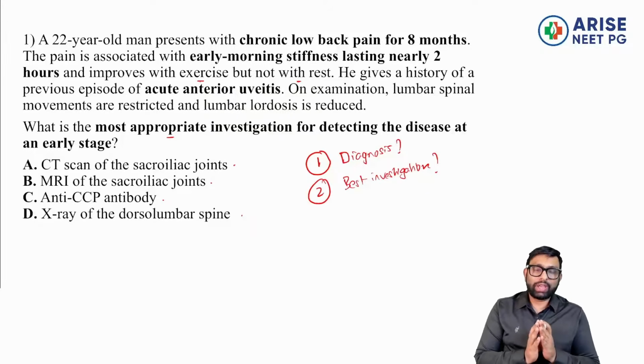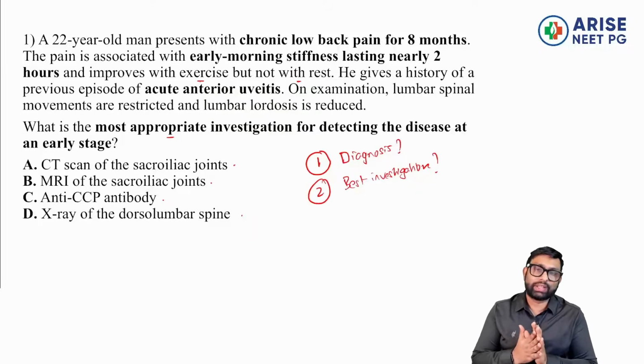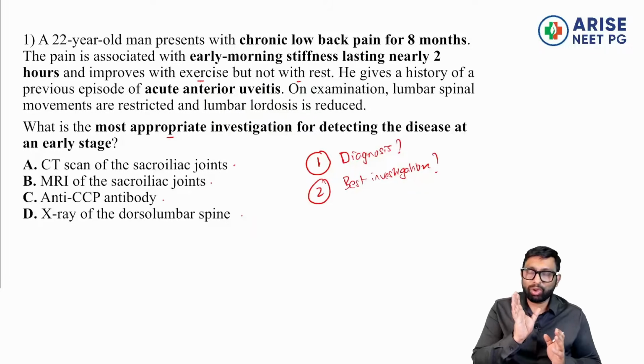Right. So what do we have here? In our question, we have a young man who has chronic low back pain for 8 months. He has early morning stiffness lasting 2 hours, and they've given this paragraph that it improves with exercise but not with rest. And there is history of acute anterior uveitis, lumbar spine movements are restricted, and lumbar lordosis is reduced. So this patient has symptoms in the back, axial skeleton involvement is there. Along with that, they've told you this paragraph that it lasts for 2 hours, improves with exercises but not with rest. That is a classical feature of inflammatory pain.